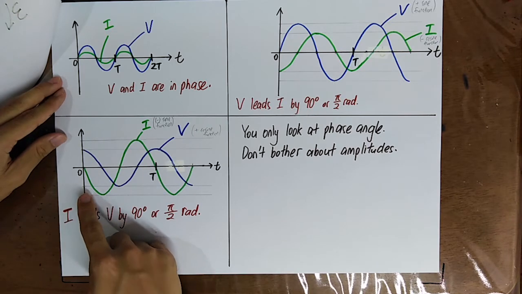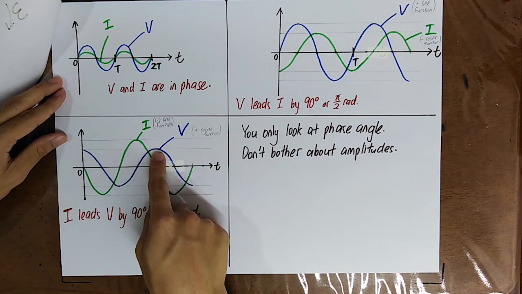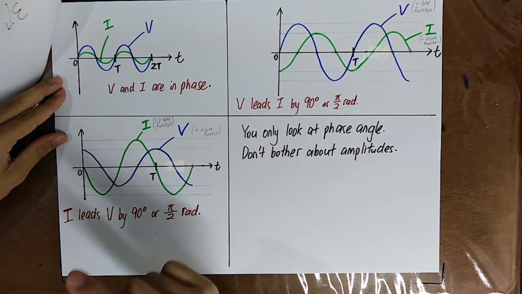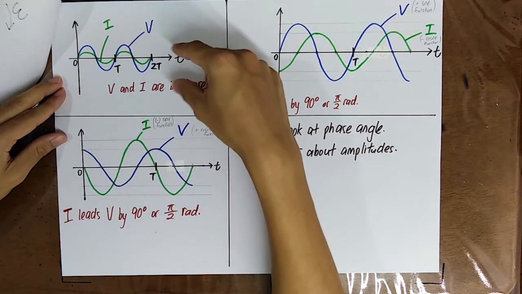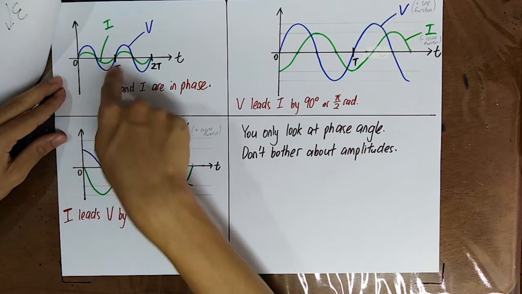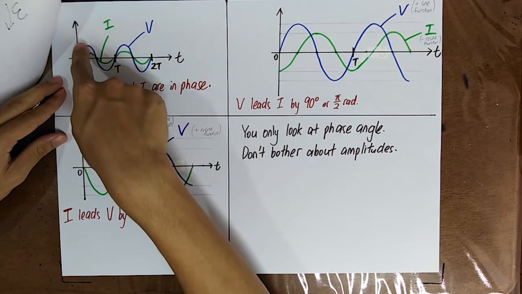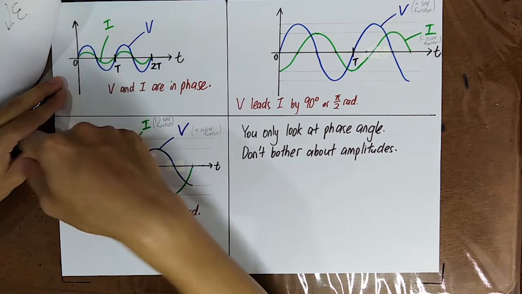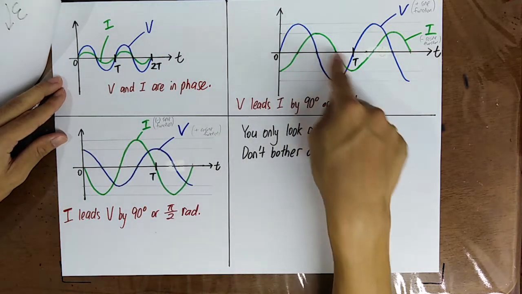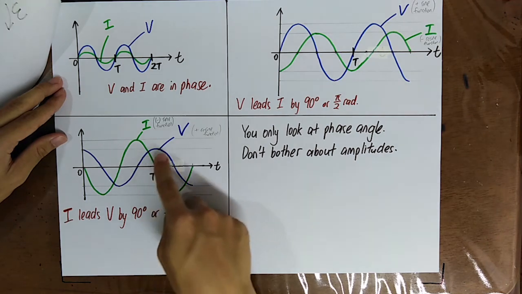For this case, I leads V by 90 degrees. And then you have to remember that because this is a combined graph, the unit for current is ampere. The unit for voltage is volt. Of course, on the y-axis, they have to be in different scales. So you don't care about the amplitudes. You only care about the phase angle. Okay?